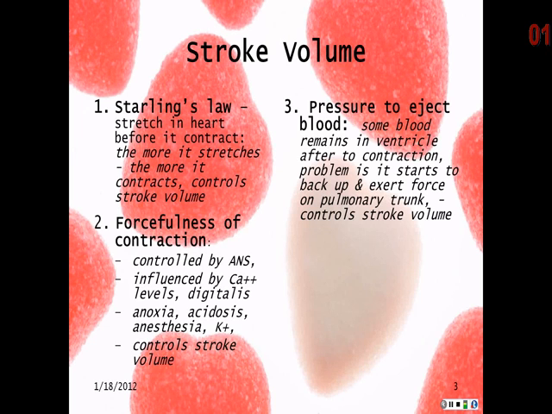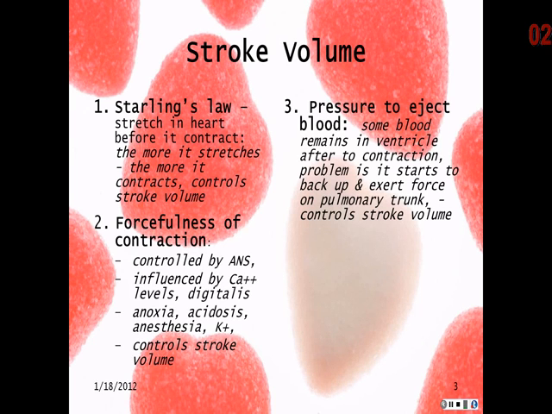The next factor is the forcefulness of the contraction, which is controlled by the autonomic nervous system. This is influenced by levels of calcium, which is needed for muscle contraction, and digitalis, a substance derived from the foxglove plant used in digoxin. Both of these increase contraction force. Anoxia, or lack of oxygen, acidosis, anesthesia, and potassium levels all decrease the contraction force.